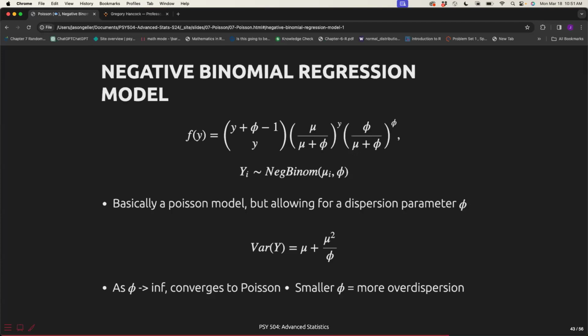What's cool about this is that as the dispersion parameter increases, it converges to a Poisson distribution where the mean and the variance are equal to one another. But if we have a smaller phi, that means there's more over dispersion in our model. Again, what I want us to take away from this is that basically it's a Poisson model, but we're estimating a dispersion parameter so we can calculate variance, which the Poisson model does not do.